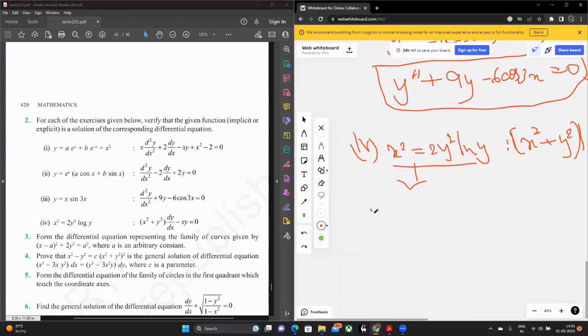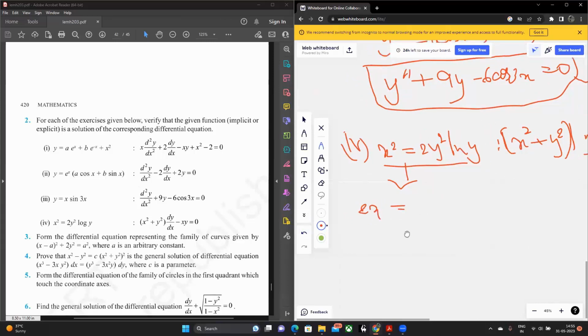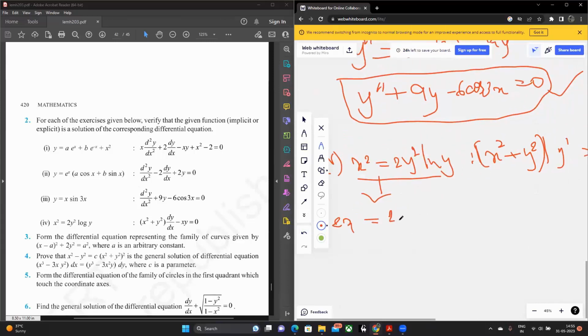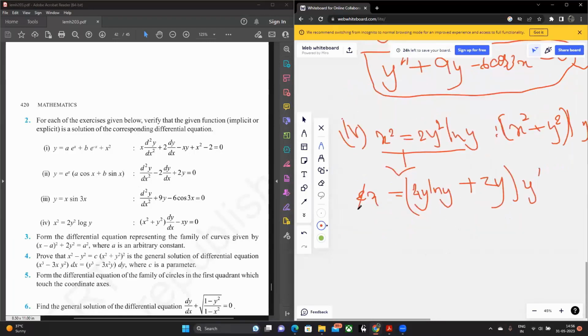Differentiating this once, you basically get 2x equaling 4y ln y plus 2y squared by y, which is 2y into y dash. Removing this 2, you basically have here a 2 and here a 1. So you basically have the equation x equals 2y ln y plus y times y dash, right?